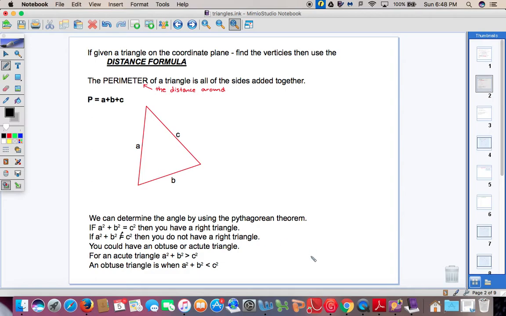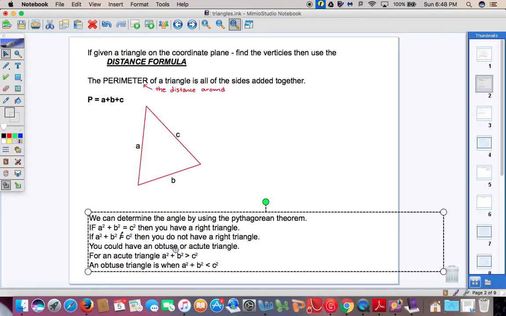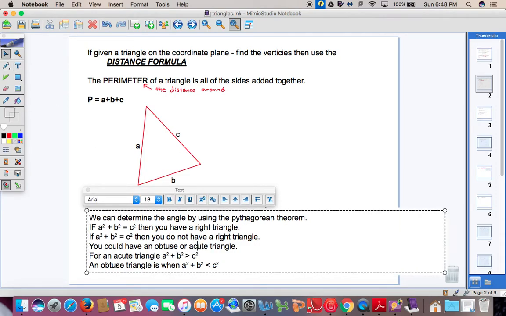Now you could have an obtuse or an acute triangle, and an obtuse triangle is where you have one angle that's greater than 90 degrees. If that's the case, then you would have an obtuse triangle that could be either scalene or isosceles. Or you could have an acute triangle. And for some reason, I'm having issues spelling tonight. I apologize for that.